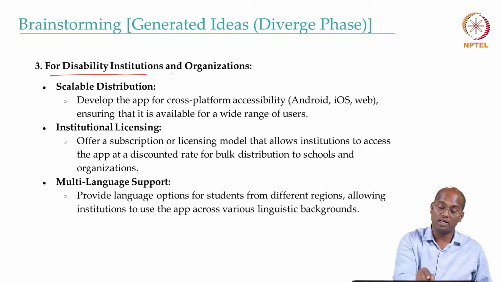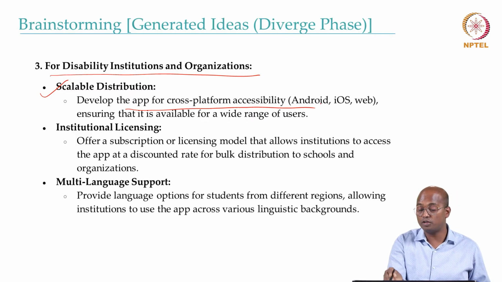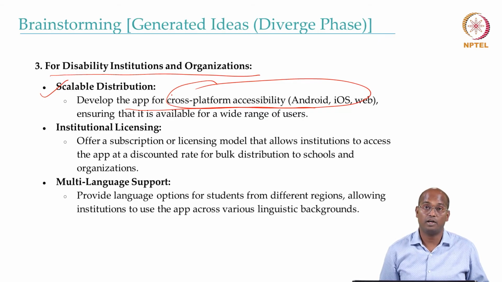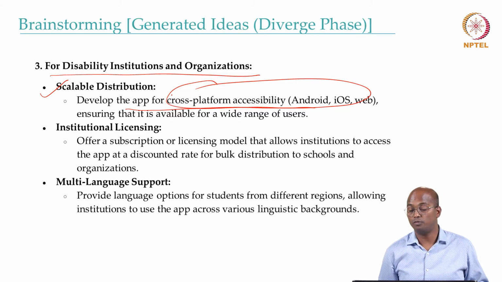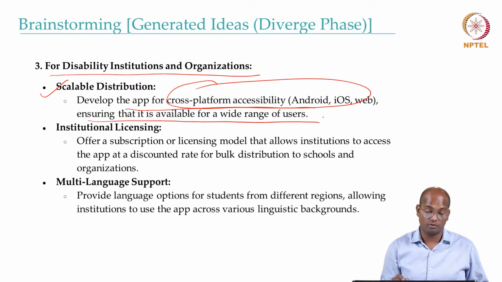And for our last stakeholder in the app, disability institutions and organizations, they basically need scalable distribution, because they want to reach as many visually impaired students as possible to help them. So develop an app with cross-platform accessibility. Cross-platform supports more accessibility, because different users may have different phones. Someone may have Android, someone may have iOS, and someone may not have any. In that case, they have to rely on the web.